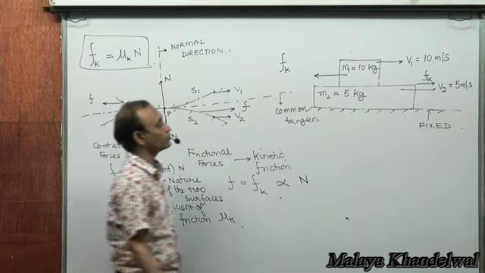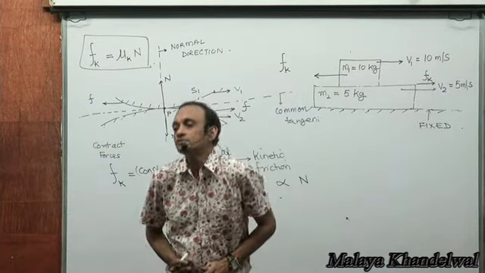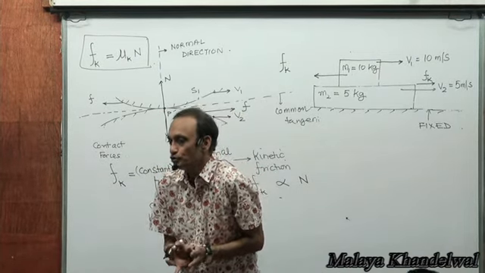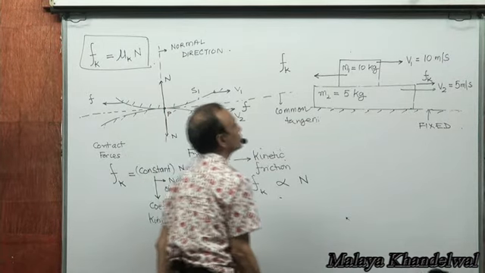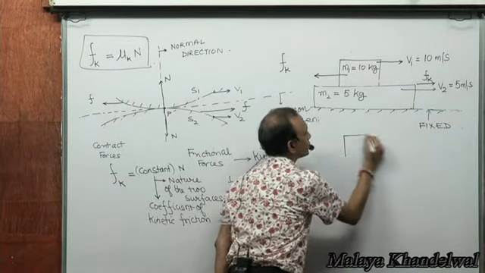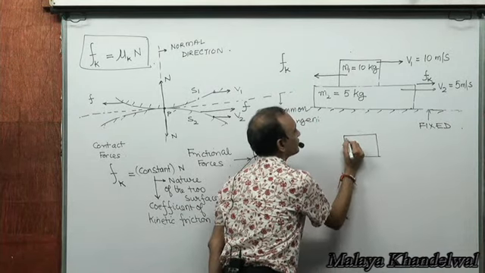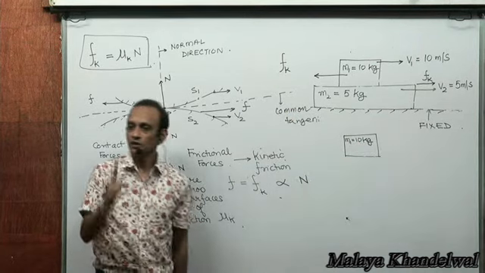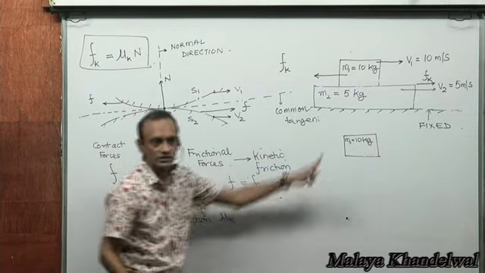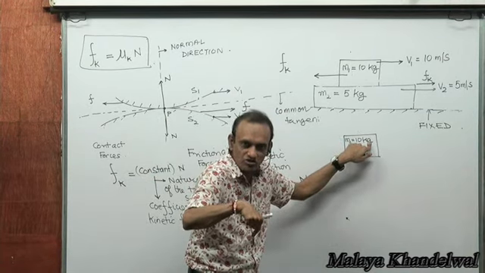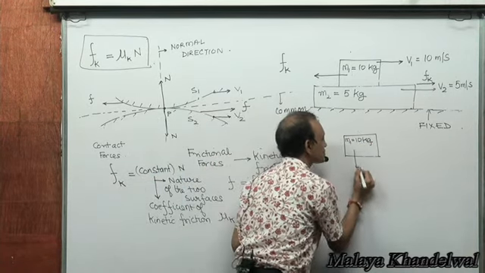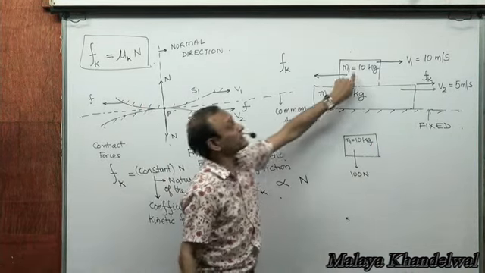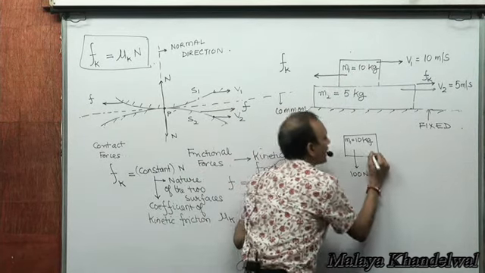Clear? Now, how does one compute Fk? Fk is computed by mu k into normal reaction. So, look at m1 and m2. Look at the free body diagram of m1. m1 is 10 kgs. What are the forces acting on m1? There is Mother Earth, 10 g, 100 newtons acting downwards. And m2 will exert on m1 a normal reaction R like this.